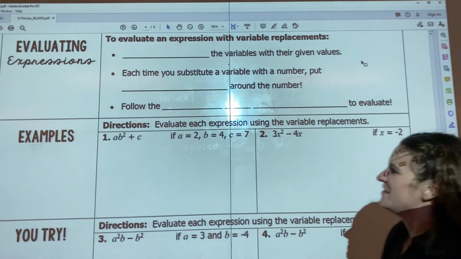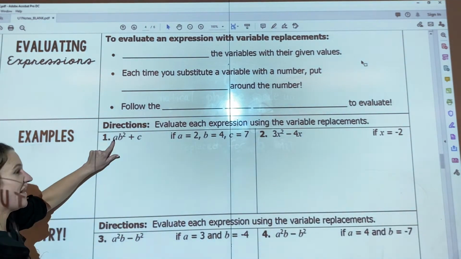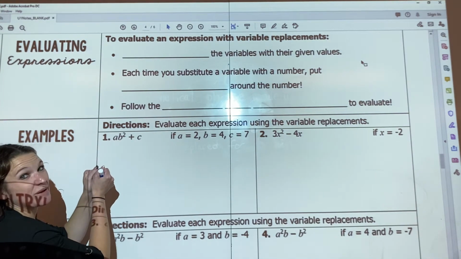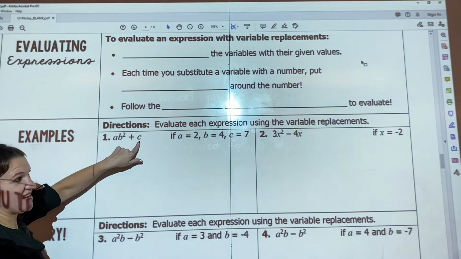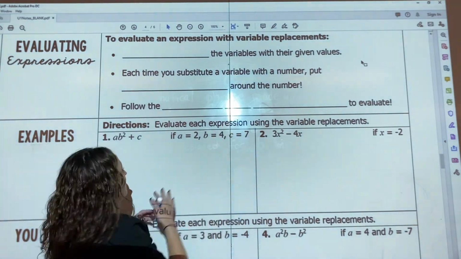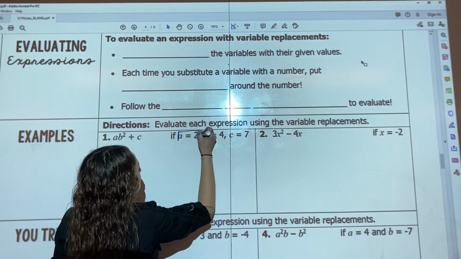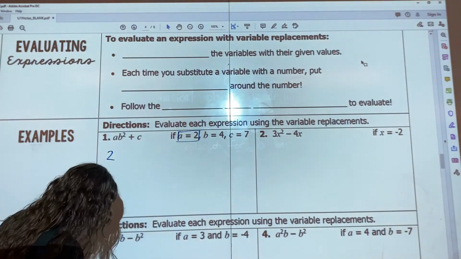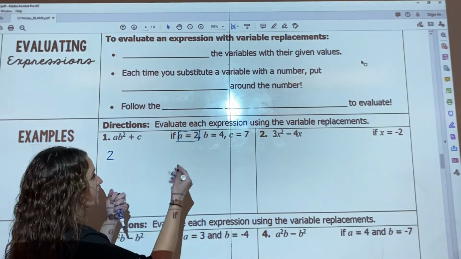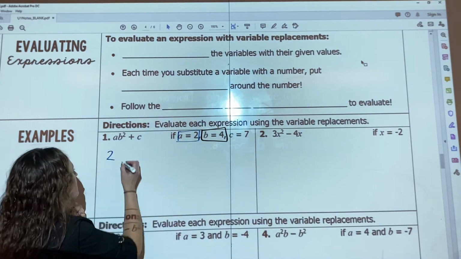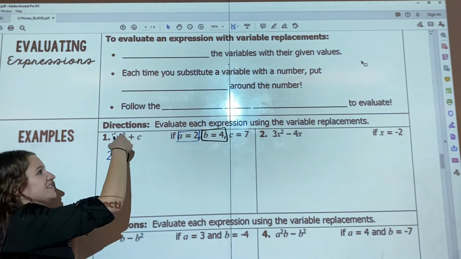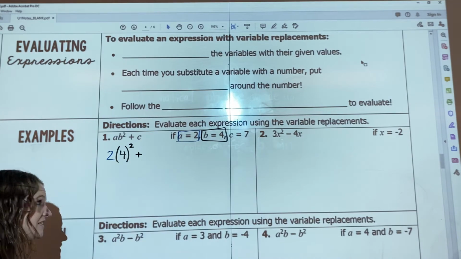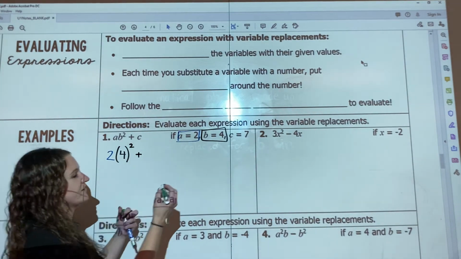All right, so in our first example, we have variable A touching variable B squared. And I know that whenever two things are touching, they're being multiplied. And then we're adding the variable C. But we know what each one of these are. So for A, I'm gonna substitute in 2. For B, I'm gonna substitute in 4. That squared is with the B, so I'm going to include that as well. And lastly, for C, I'm going to substitute in 7.